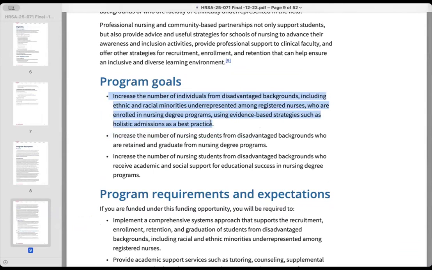This first one, nursing: increase the number of individuals from disadvantaged backgrounds, including ethnic and racial minorities, underrepresented among registered nurses, which is pretty much every minority, if we look at the nation as a whole, and who are enrolled in nursing degree programs. Great, using evidence-based strategies such as holistic admissions as best practices, great. Number two, increase the number of nursing students from disadvantaged backgrounds who are retained and graduate from nursing degree programs.